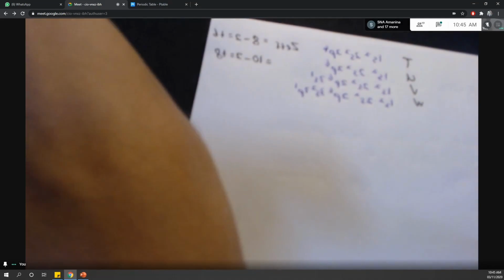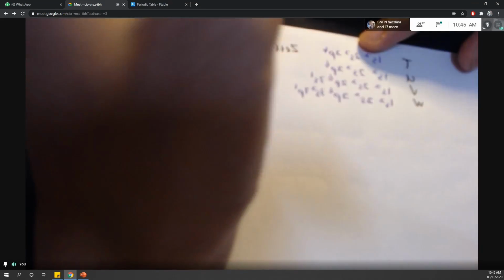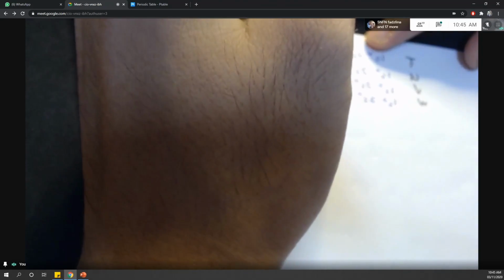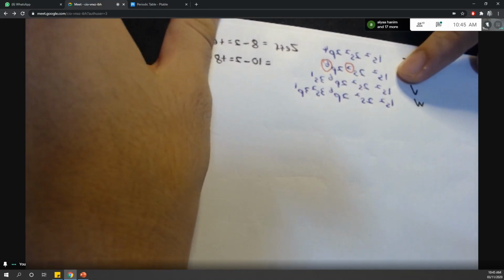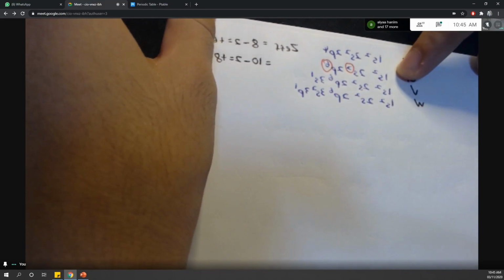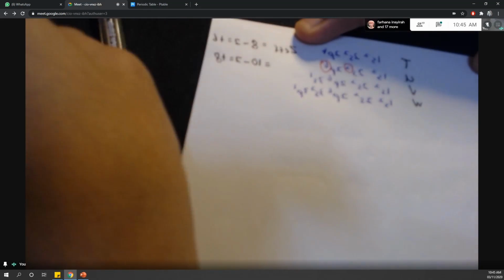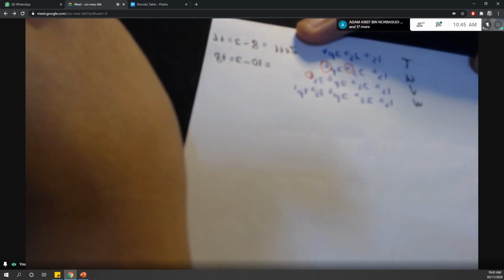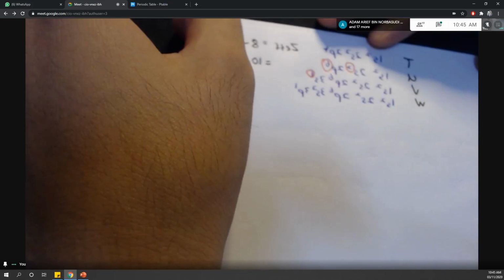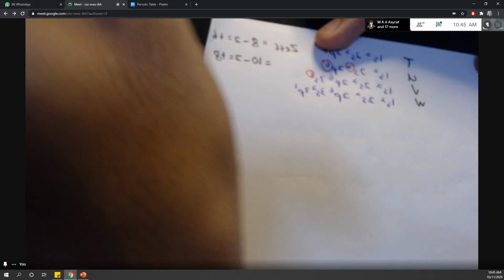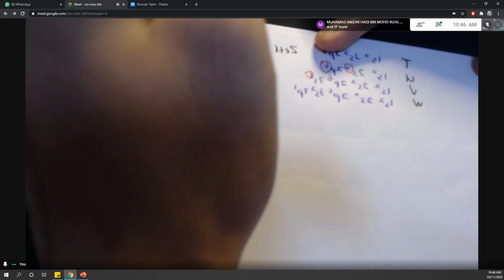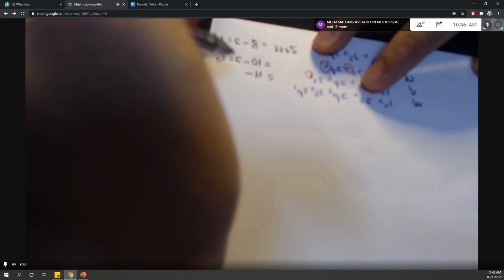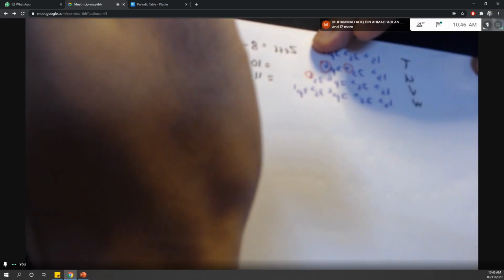Okay, nampak tak? Dia punya nuclear, dia punya valence electron is this and this. So inner electron is anything yang bukan valence. So untuk this one pula, untuk V, valence electron is this. Boleh? So Z efektif dia adalah, so V adalah 11 tolak dengan 1, 2, 3, 4 tolak 10. So plus 1.